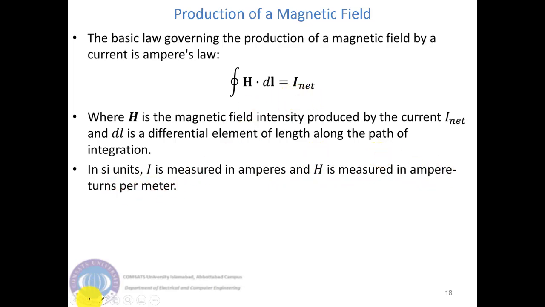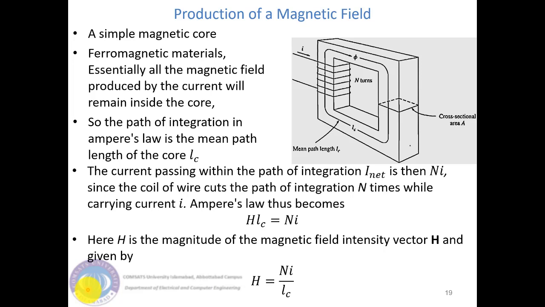Now let's look at a simple magnetic core of a ferromagnetic material. Essentially all the magnetic field produced by the current will remain inside the core. So the path of integration of Ampere's law is the mean path length. Instead of integrating over this whole surface, we can take this, if you can see here, this is Lc, which is the mean path length of the core.